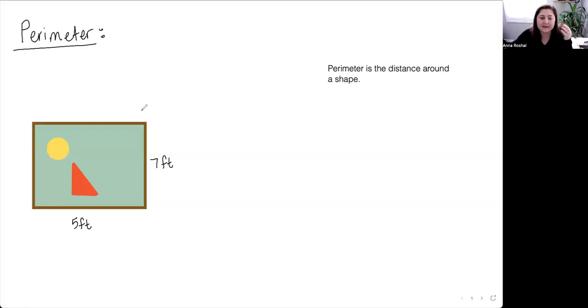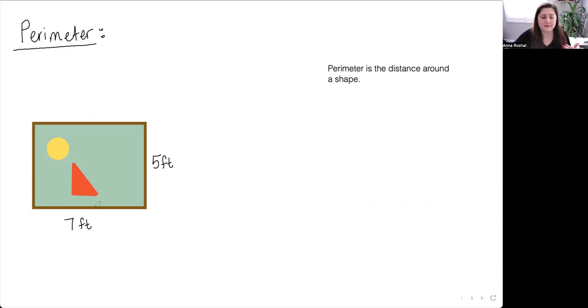So he says, I need to know how much electrical tape I'm going to put over this entire brown frame. And so one of the things that you're going to do is you're going to actually just find the distance around the shape, right? So that brown frame is going to be the actual piece that's really important for us to know how long it is. Well, I think I kind of messed this up. This should be 5 feet and that should be 7 feet, because one of them looks shorter than the other. This is 5 feet and that is 7 feet.